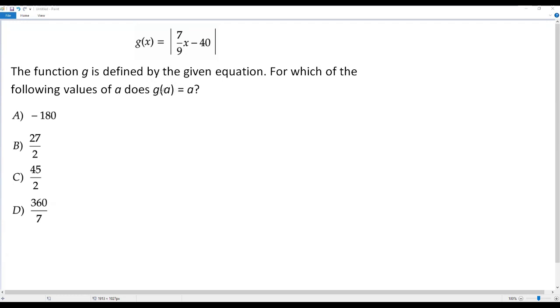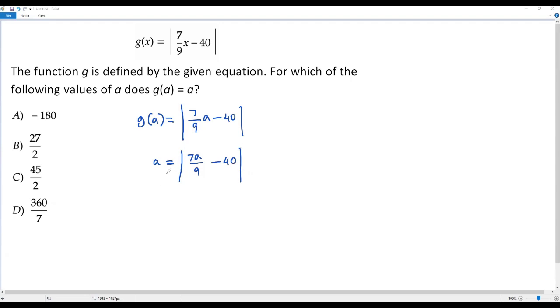That is, we have to solve for a in this equation, g of a equals a. Okay, now let me plug in x equals a into the given equation. Then I'm getting g of a equals the absolute value of 7 over 9 times a minus 40. We know that g of a equals a, so we can plug in this a for g of a over here. Then I'm getting a equals the absolute value of 7 over 9 times a, which can also be written as 7a over 9, minus 40.